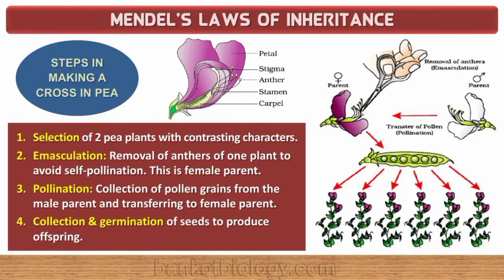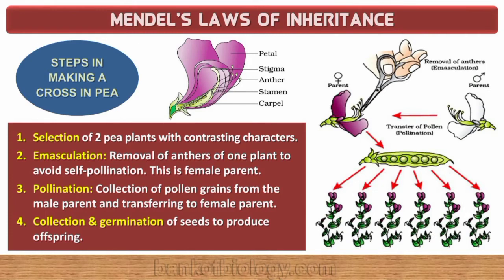What are the steps in making a cross in a pea? Selection. First of all, selection of two pea plants with contrasting characters. One character will be dominant, one will be recessive. Emasculation means removal of anthers of one plant to avoid self-pollination. This is the female parent. Emasculation will always be done in the female parent.